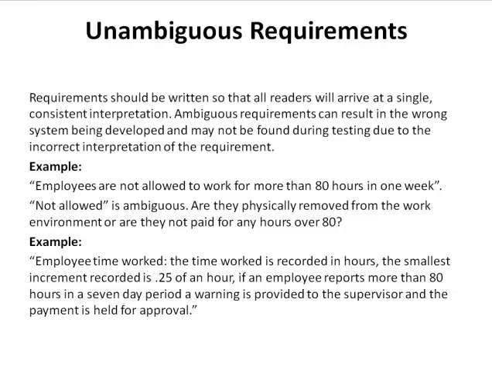Here's an example. Employees are not allowed to work for more than 80 hours in 1 week. Not allowed is ambiguous. Are they physically removed from the work environment, or are they not paid for any hours over 80? Here's an example of how you can make that a little less ambiguous. Employee time worked. The time worked is recorded in hours. The smallest increment recorded is 0.25 of an hour. If an employee reports more than 80 hours in a 7-day period, a warning is provided to the supervisor and the payment is held for approval.